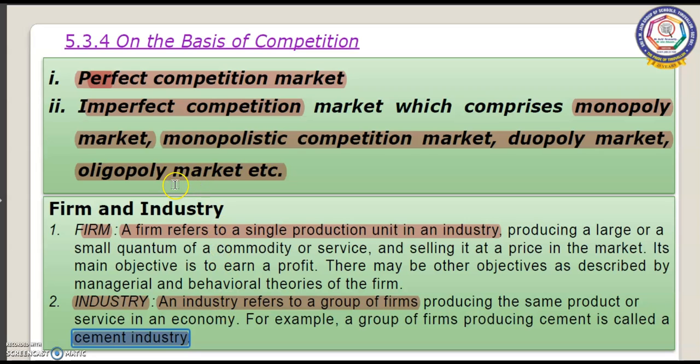Okay children, today we discussed market structure and the classification of markets. So tomorrow we will be discussing perfect competition and imperfect competition market.